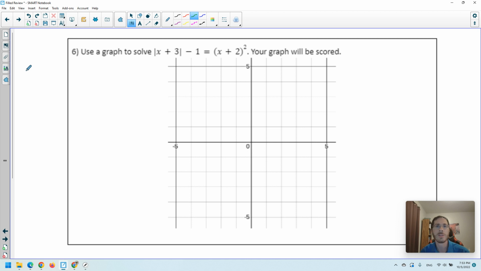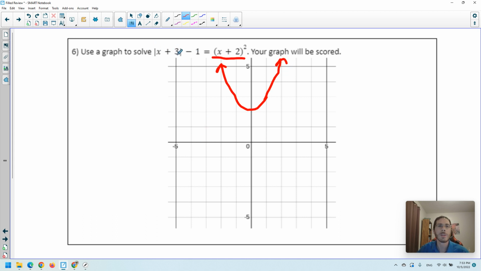All right, number 6 says use a graph to solve the absolute value of x plus 3, minus 1 equals the quantity x plus 2 squared. Our graph is going to be scored. Well, the easier one for us, since we did the quadratics first, is to just do the x plus 2 quantity squared, because this is just a parabola, but moving it up 2. We know that from our transforms from the last unit. So that's going to look like this and like this.